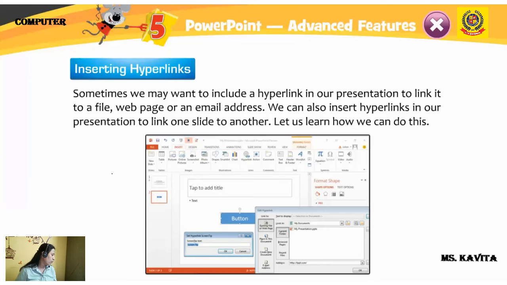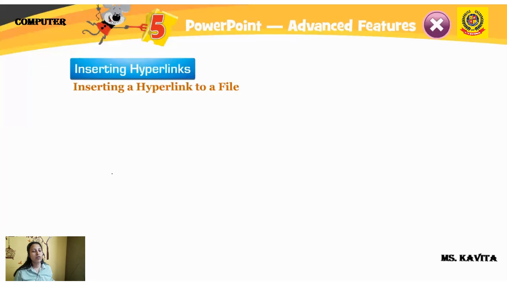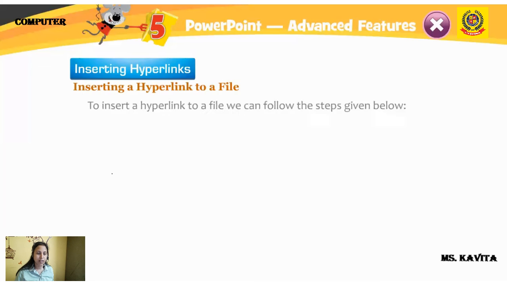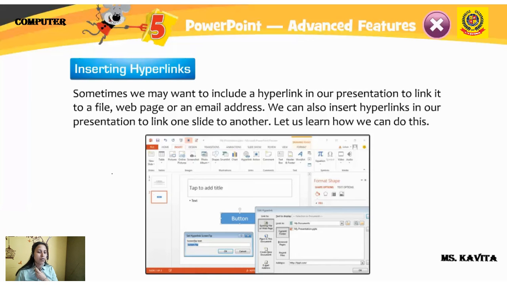So I have told you what is a hyperlink. A hyperlink is a highlighted text or image that is linked to another document or to another place in the same document. We may want to include in our presentation a link to a file, web page or email address. We can also insert hyperlinks in a presentation to link one slide to another. So let us learn how we can insert a hyperlink. First, inserting a hyperlink to a file.